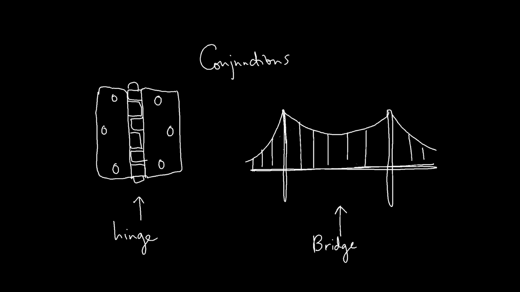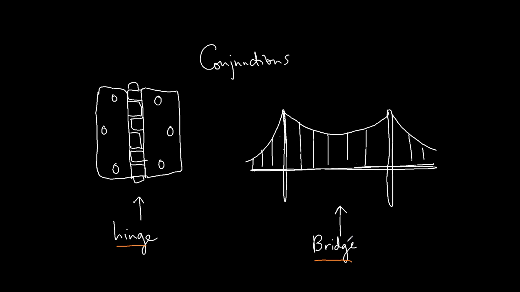Conjunctions are a part of speech that allow us to tie different parts of the sentence together. These different parts can be clauses or phrases or words. And I've drawn a couple of really crappy pictures here just to illustrate how conjunctions work. You can think of conjunctions as a kind of hinge or as a bridge, which allows us to move from one part of the sentence to another, and it brings these parts together.